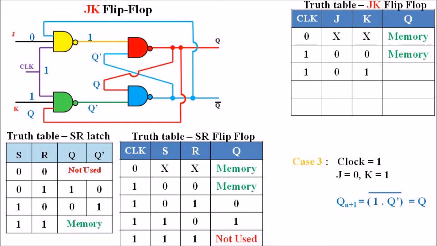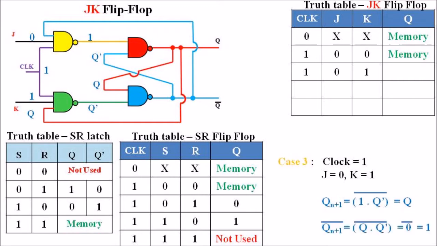Q complement the whole complement yields an output of Q itself. In the case of the blue NAND gate, Qn+1 complement the whole complement, that is the complement of the next output, will be Q dot Q complement the whole complement. Q dot Q complement results in 0, and 0 complement results in an output of 1. This simply means that the output of Q will be 0, since the Q complement output is 1.